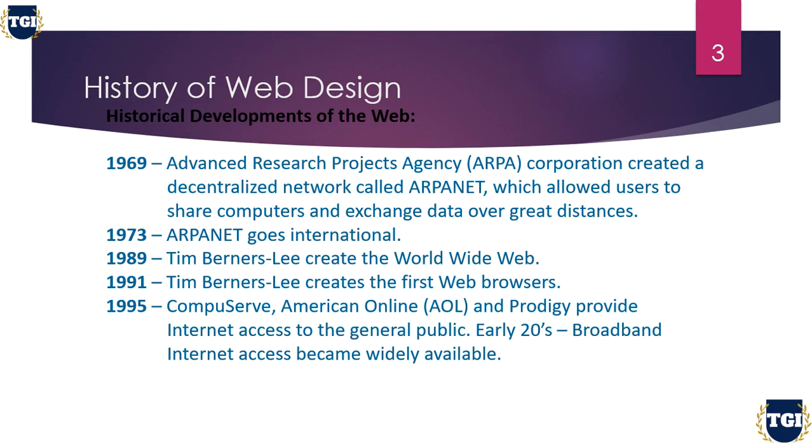The historical development of the web: these are things you need to understand very well. The web came into existence in the late 1960s, or 1969, when the Advanced Research Projects Agency created a decentralized network called the ARPANET, which allowed users to share computers and exchange data over a great distance. This agency is an arm of the US Defense Department, and they funded the development of the ARPANET in 1969.